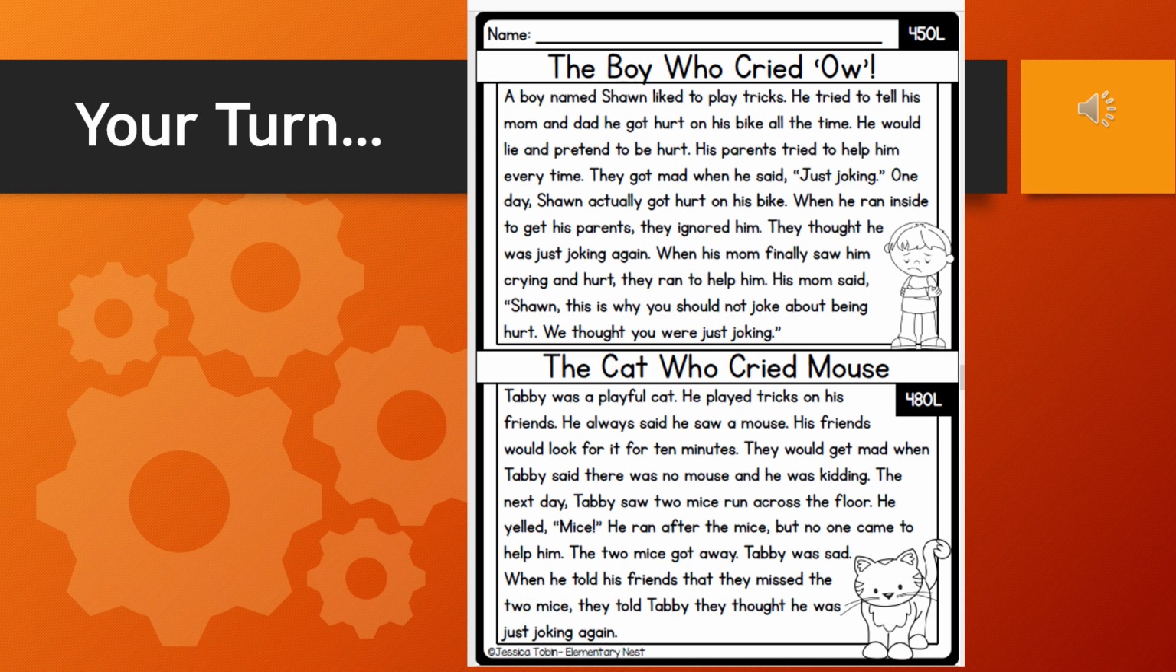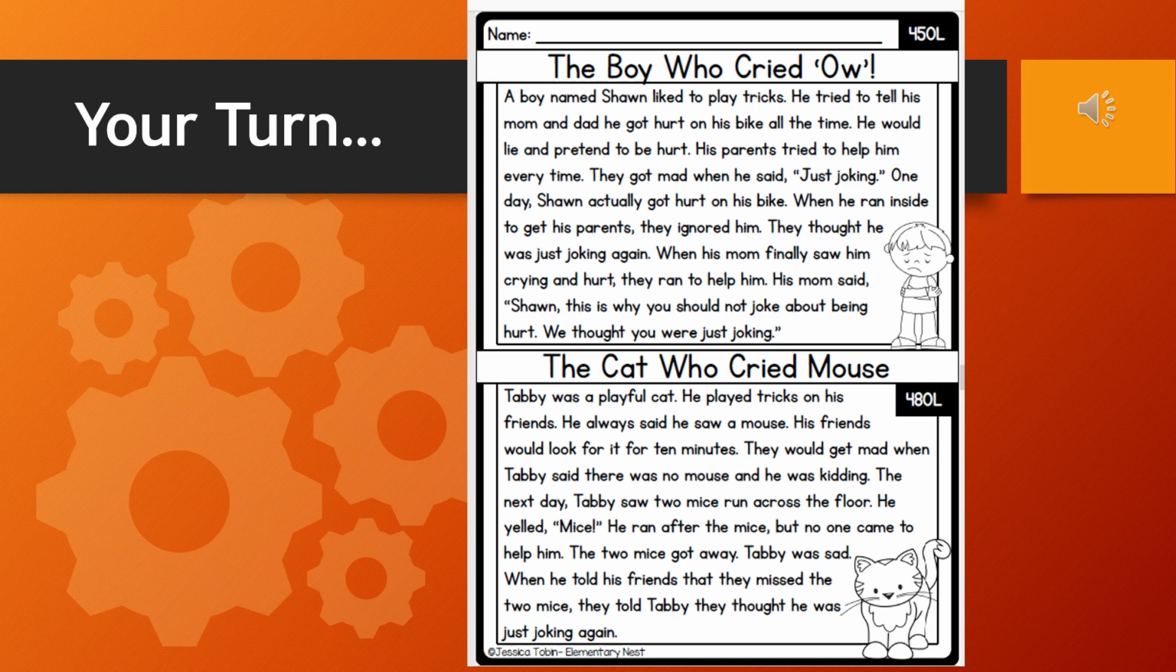The Boy Who Cried Ow. A boy named Sean liked to play tricks. He tried to tell his mom and dad he got hurt on his bike all the time. He would lie and pretend to be hurt. His parents tried to help him every time. They got mad when he said, "Just joking."